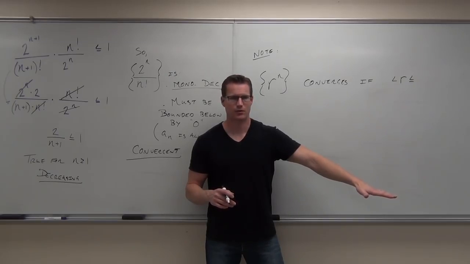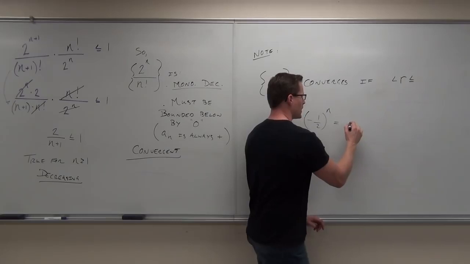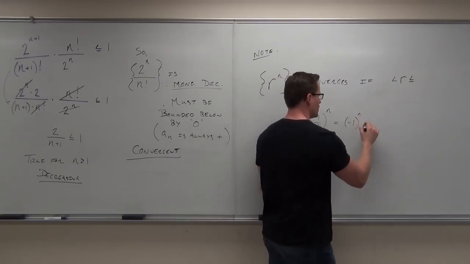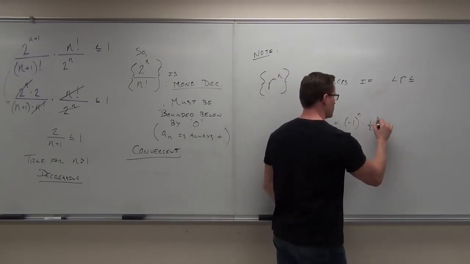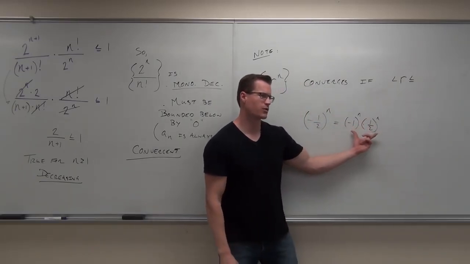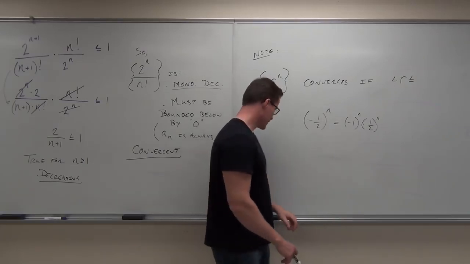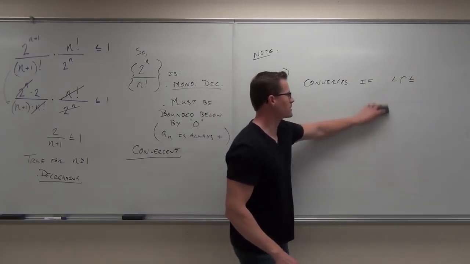How about -1/2? Okay, this is going to be weird, but (-1/2) to the n is the same thing as (-1) to the n times (1/2) to the n. Remember that whole idea that if the absolute value of the sequence converges, then the sequence converges? Booyah, converges.